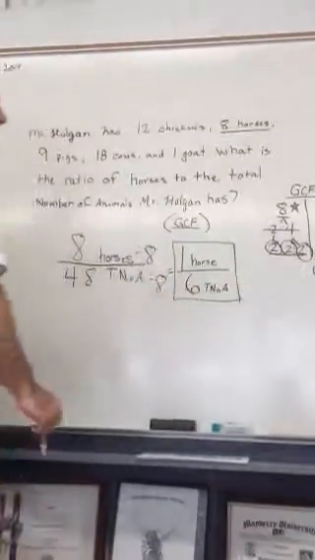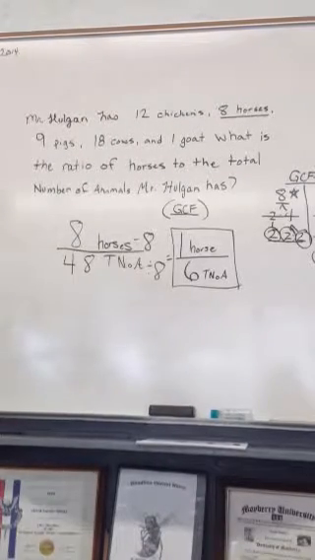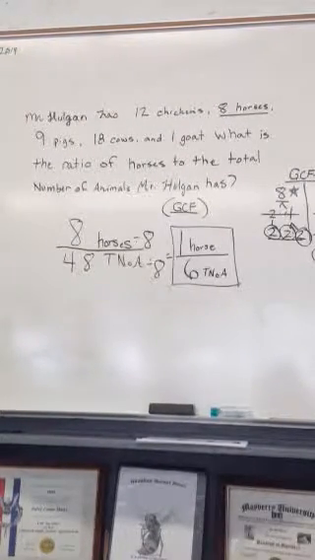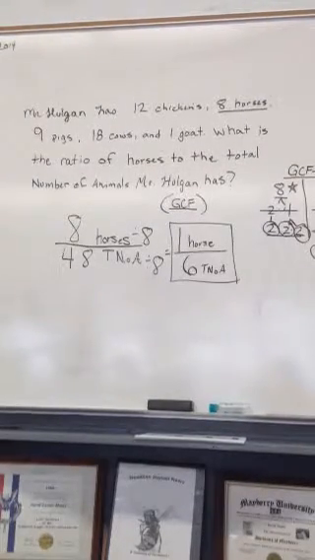We know when we reduce by the GCF that gives us a simplified fraction, or gives us the fraction in simplest form. So your answer is 1 horse to 6 total number of animals.